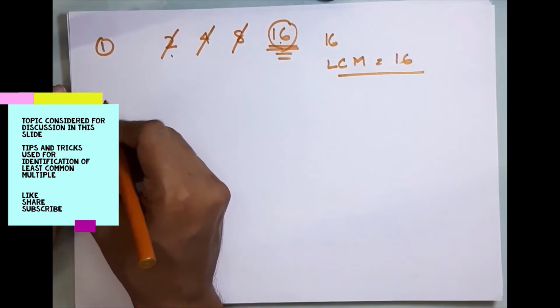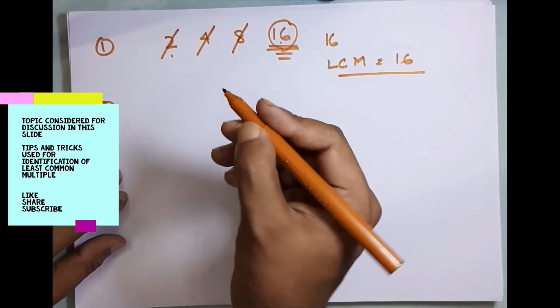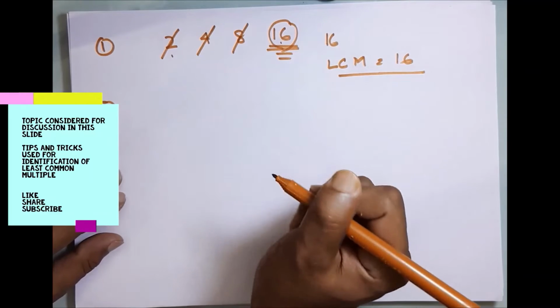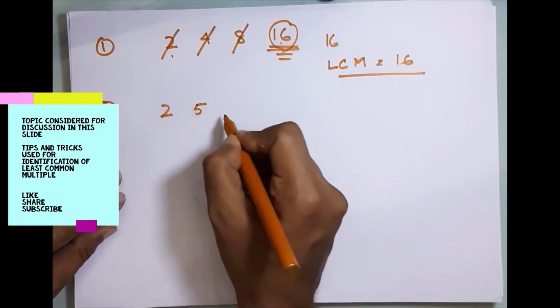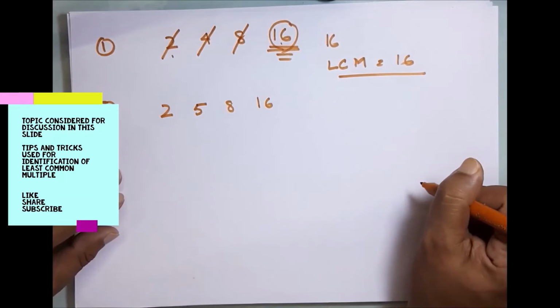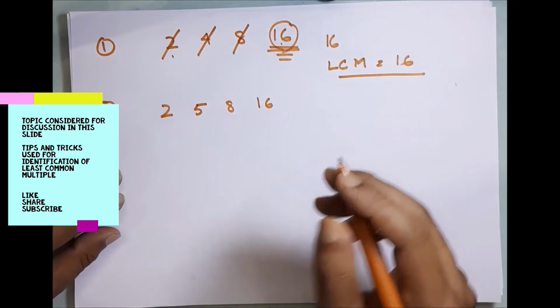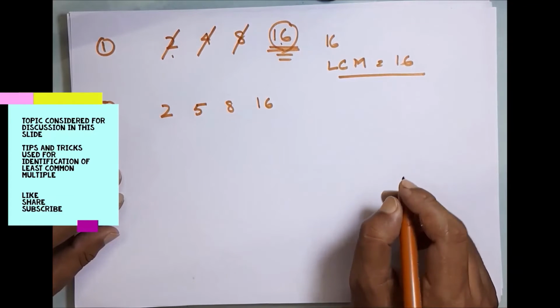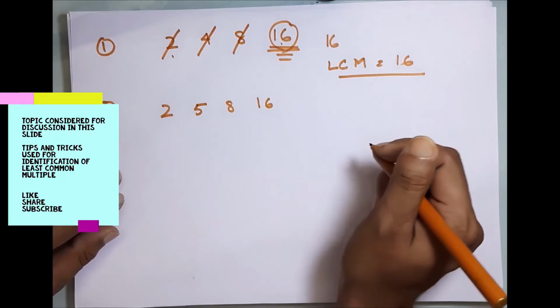Now let us come down to the second trick. I'll be choosing the same number series by altering one of the numbers. So 2 remains 2, instead of 4 I'll put 5, and then 8 and 16. What will be the LCM if we identify it on the fly rather than solving through our normal division through common factor process? Yes, we will be able to do that easily.